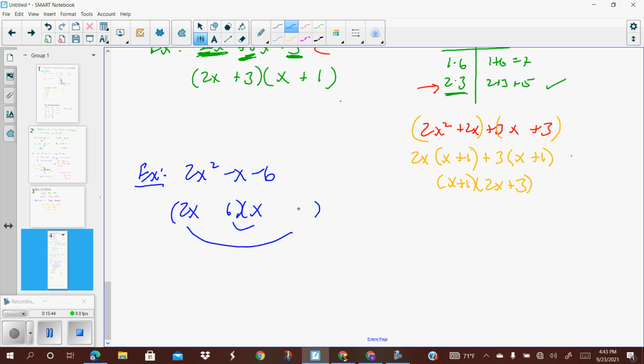Let's put the 6 and the 1 here. Well, now if I try the outsides, it's 2x. If I try the insides, it's 6x. I can't subtract 6 and 2 and get to -1. I can get to 4. That's it. So that definitely was not the right combination. Of course, I knew that. I was just putting it in there.